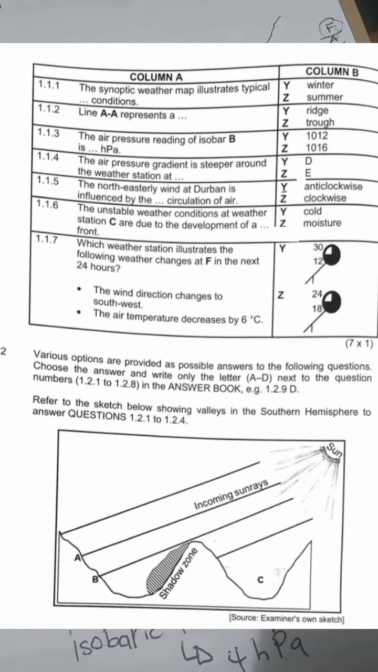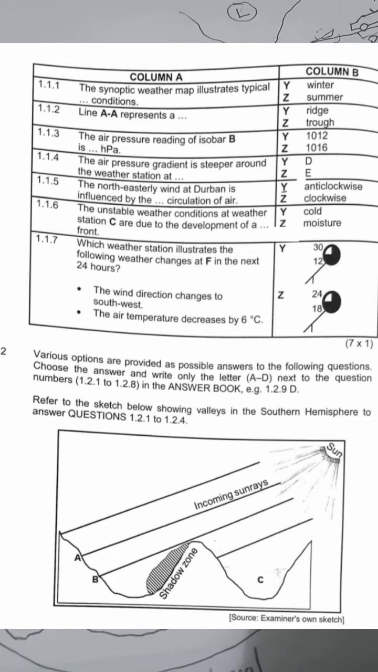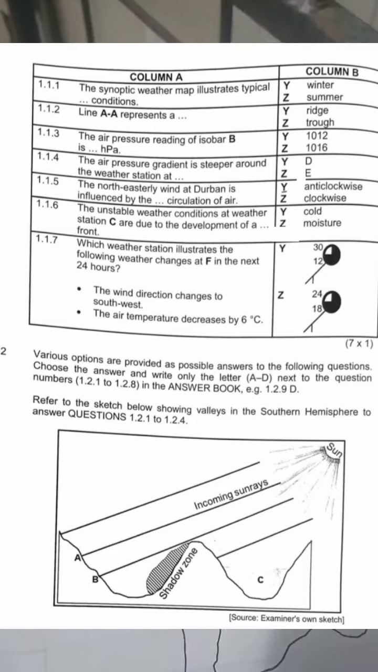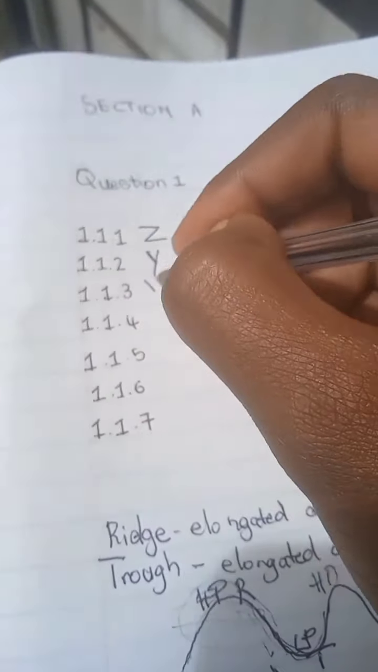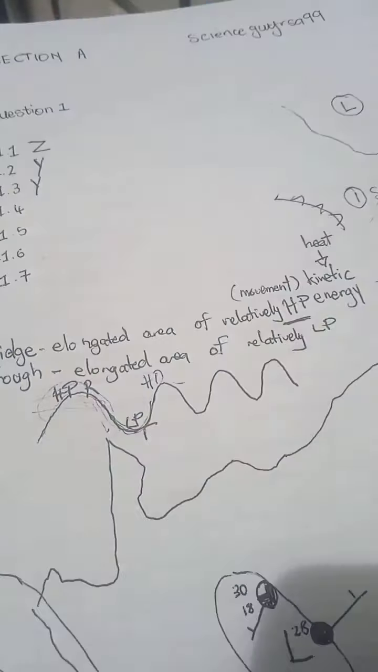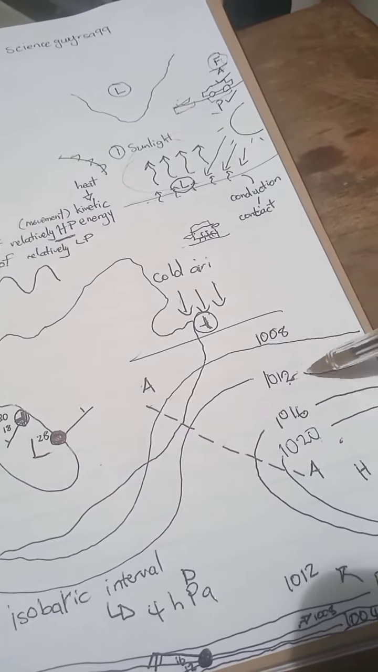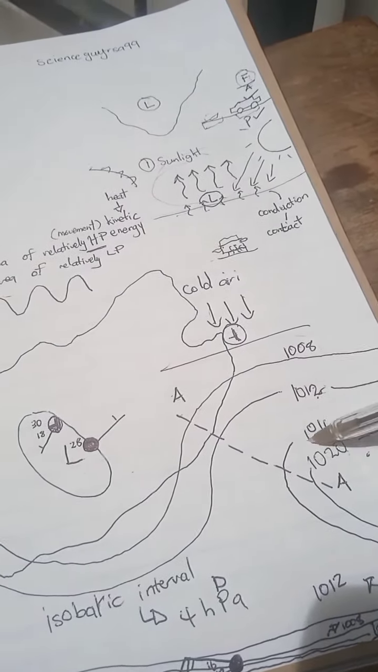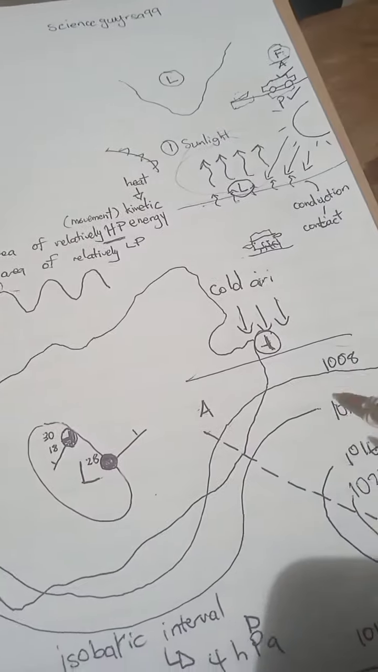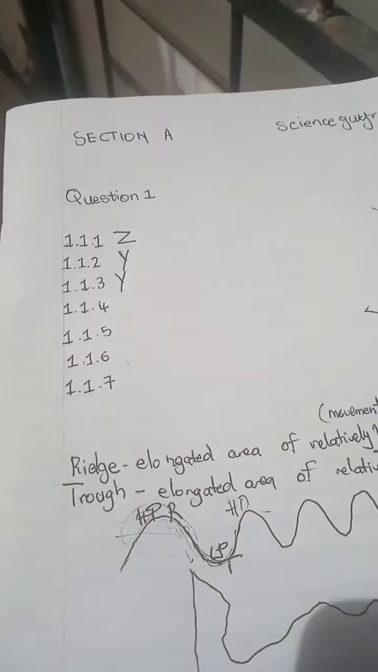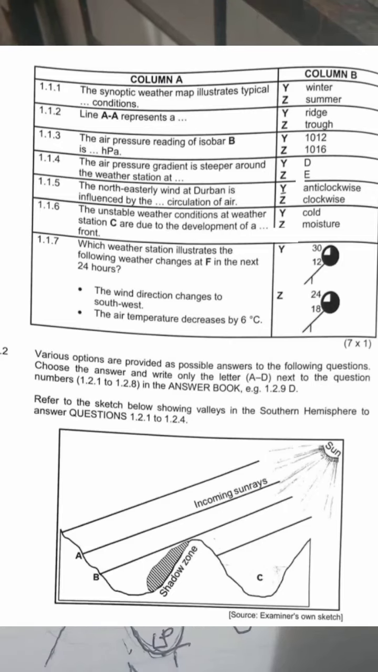Let's look at what options we have there. Yes, there we go, 1,012. So our answer has to be Y. It's basically just knowing the concept of isobaric interval, because they are not going to write all the isobar values for each and every isobar. You have to know the isobaric interval. Okay, so let's move on.